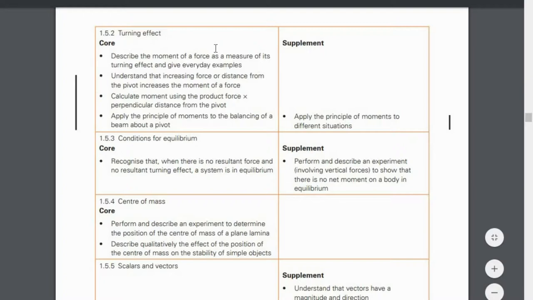Okay, so first of all, how would you define a moment? Bolo. Moment of definition, bolo. Turning of force. Turning of force.